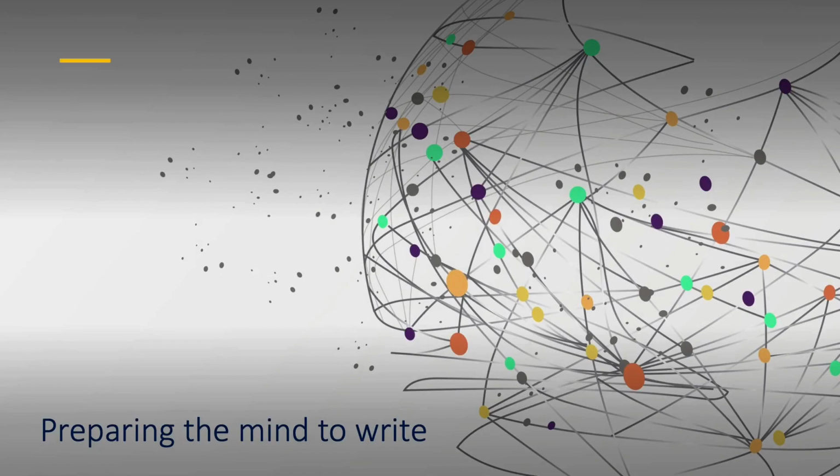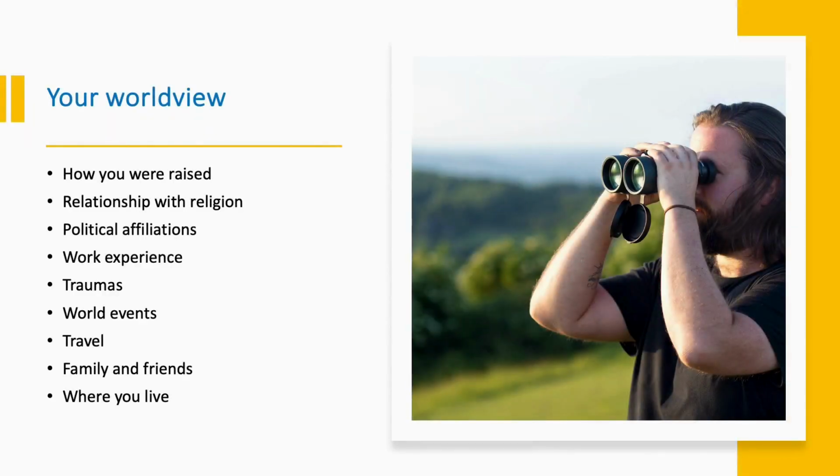Now, we also need to prepare the mind to write. And this means starting to think about your scholarly perspective. Remember that the way you view the world is unique. This unique viewpoint is called a worldview, and it is shaped by a variety of factors like how you were raised, world events you've been through, travel, where you live, your relationship with religion. All of these experiences and factors shape the way you view the world, and this influences how you write.